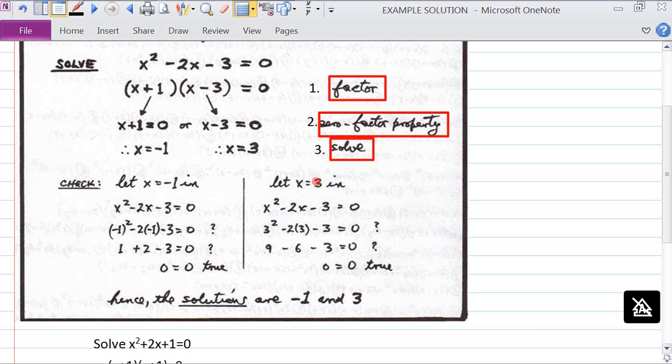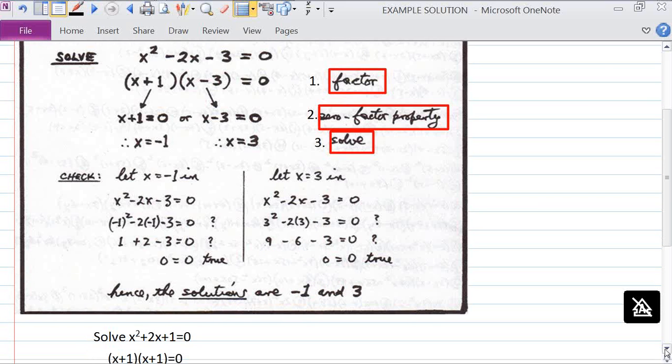Now we put the solution x equal to 3 in, and put x equal to 3 back into this original equation here. So we get 3 squared minus 2 times 3 minus 3. 3 squared is 9. 2 times 3 here with a minus gives us minus 6 and minus 3. So 9 minus 6 minus 3 becomes 0. So the solutions are minus 1 and 3.